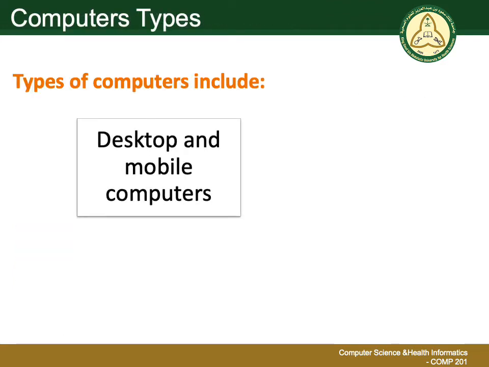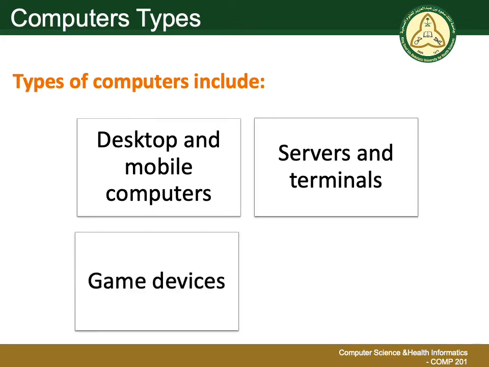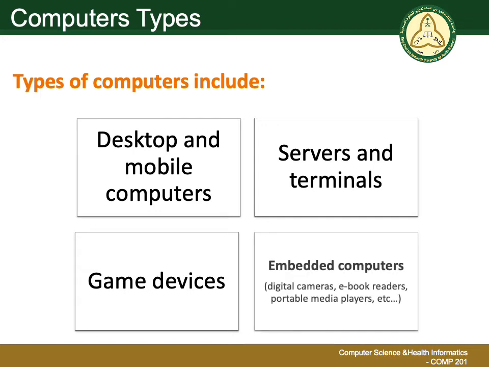When we talk about computers, there are several types of computer. The main types are desktops and mobile computers. We have another type called servers and terminals. We have a third type called game devices. And we have a fourth type of computers that we call embedded computers.